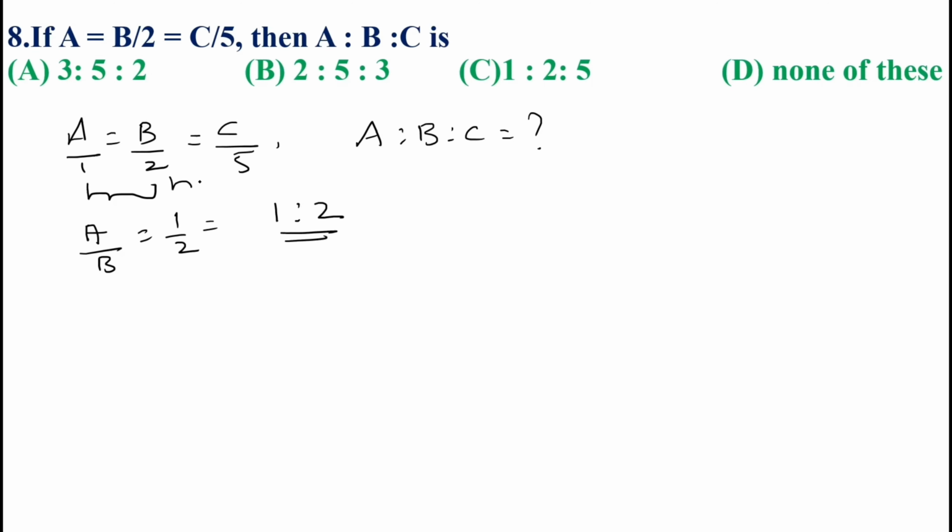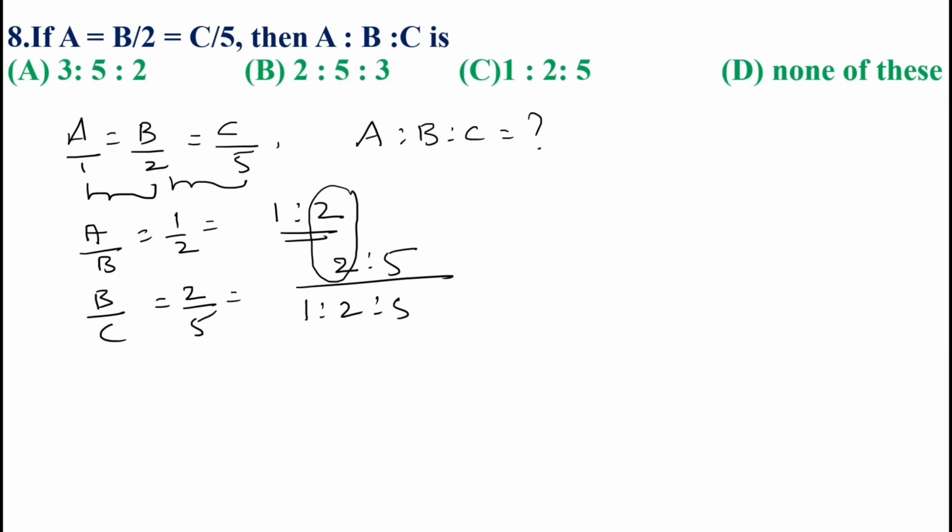Then take these two. B by C is equal to 2 by 5. C we can keep here, 2 by 5. So this means 2 is to 5. As this middle term is equal, then directly we can write 1 is to 2 is to 5. So the answer is option C.